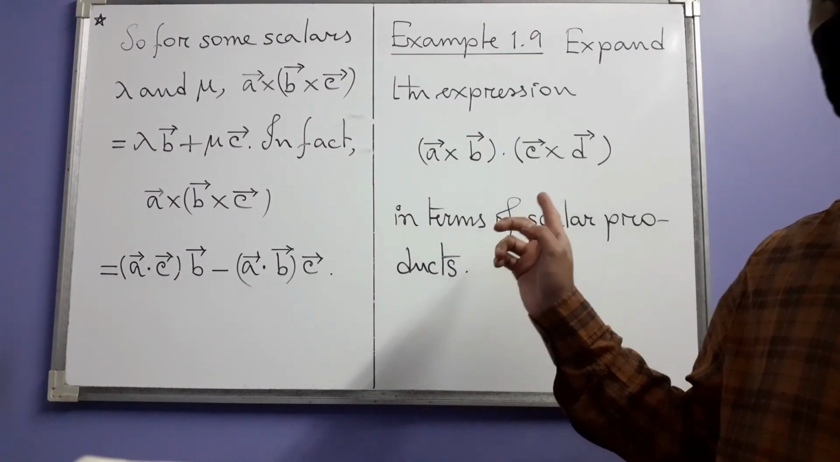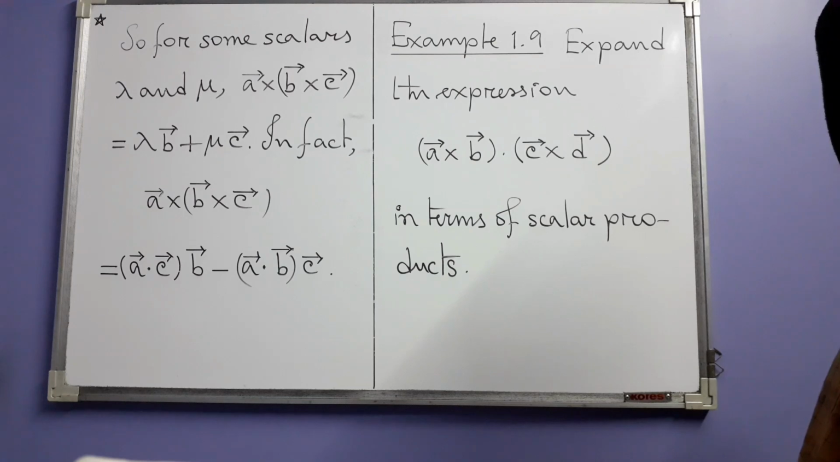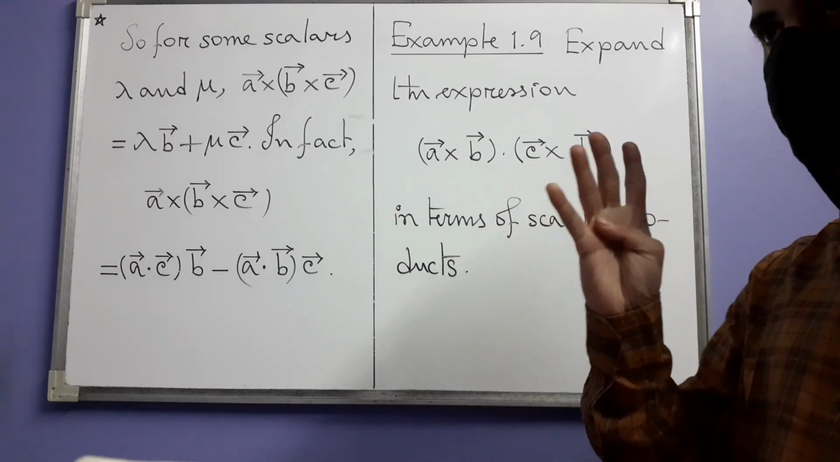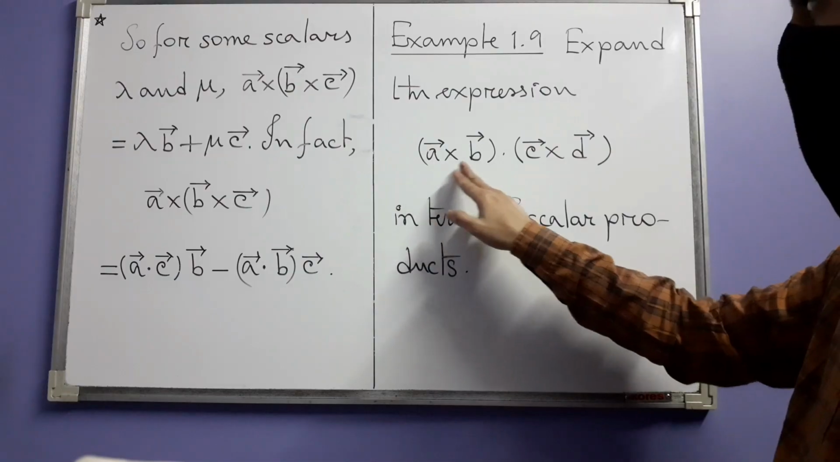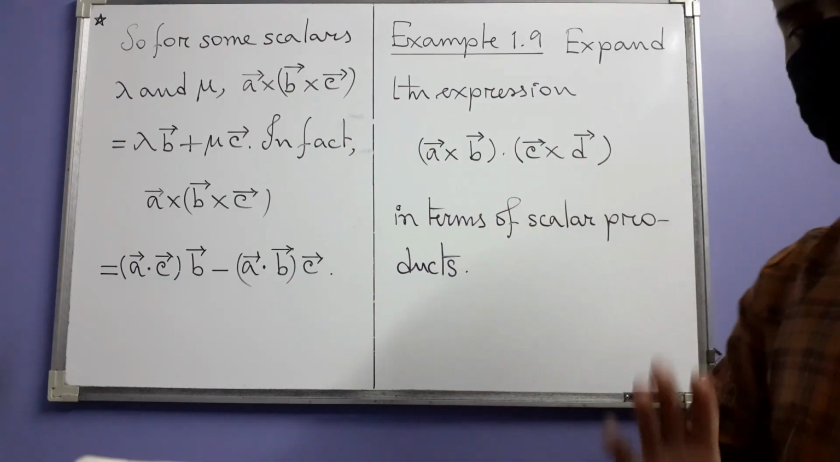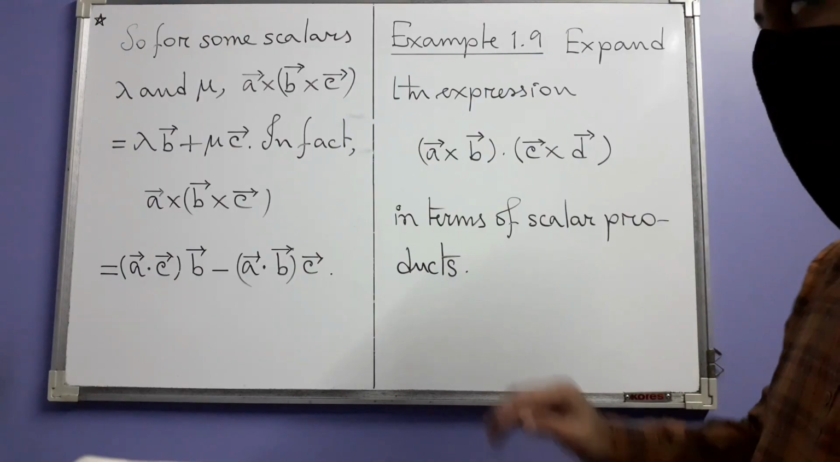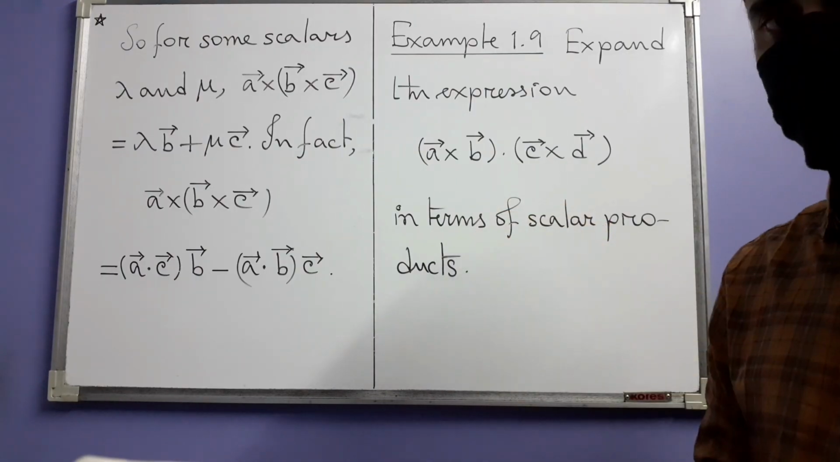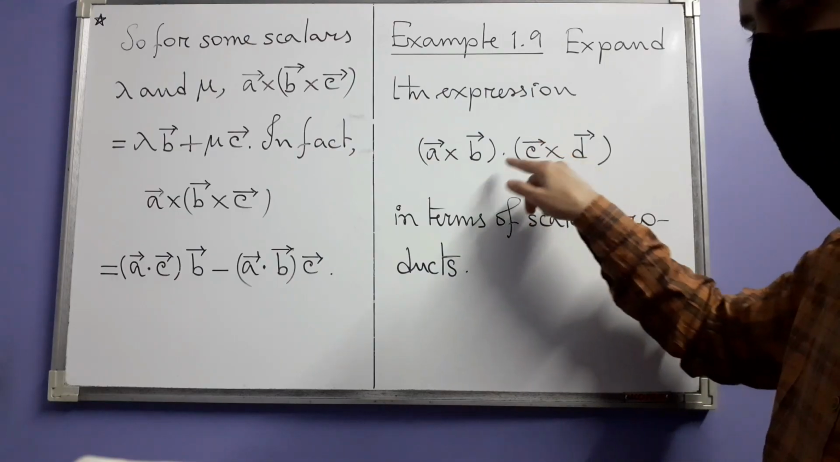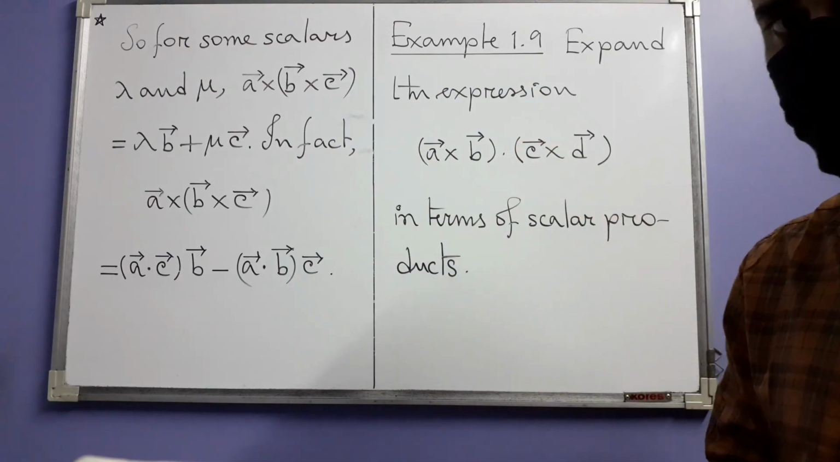Let's see an example, example 1.9, where we have to expand this expression which involves four vectors, A cross B dot C cross D, in terms of scalar products. You can see that it's ultimately a scalar because this is one vector and this is one vector whose scalar product we are actually considering.